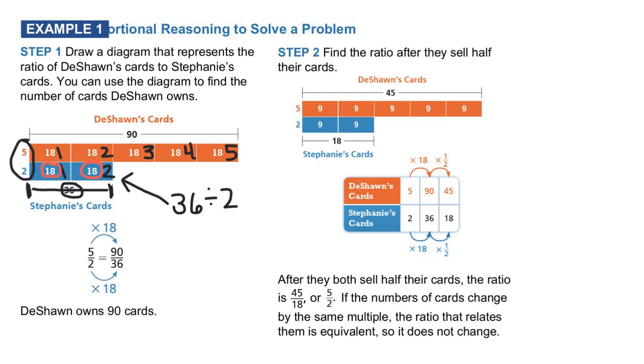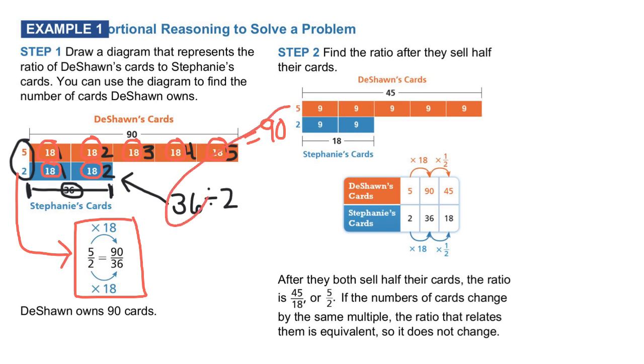From there, I know each box is going to be 18, so Deshawn's boxes are also 18. 18, 18, 18, 18, 18. So if I add up all of Deshawn's, 18 5 times is 90. So that's where they're coming up with this proportion. The 5/2 came there, and the 90/36 came from here.